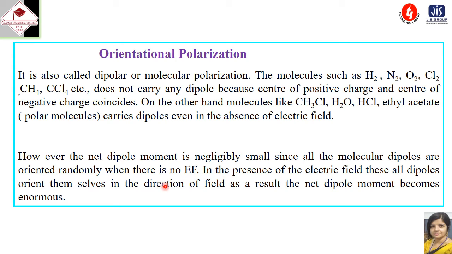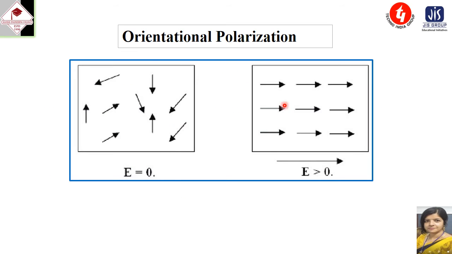However, the net dipole moment is negligibly small since all the molecular dipoles are oriented randomly when there is no electric field. In the presence of the electric field, all these dipoles orient themselves in the direction of the field. As a result, the net dipole moment becomes enormous. So this is the orientational polarization. Now the figure here.